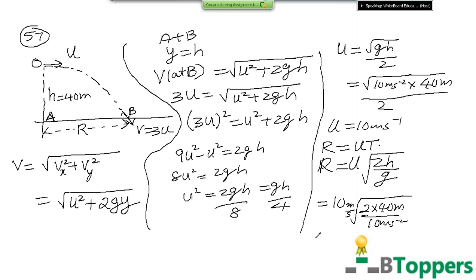U is 10 meters per second. So if you simplify this, you get r equal to 20 root 2 meter. That's the answer for the question.